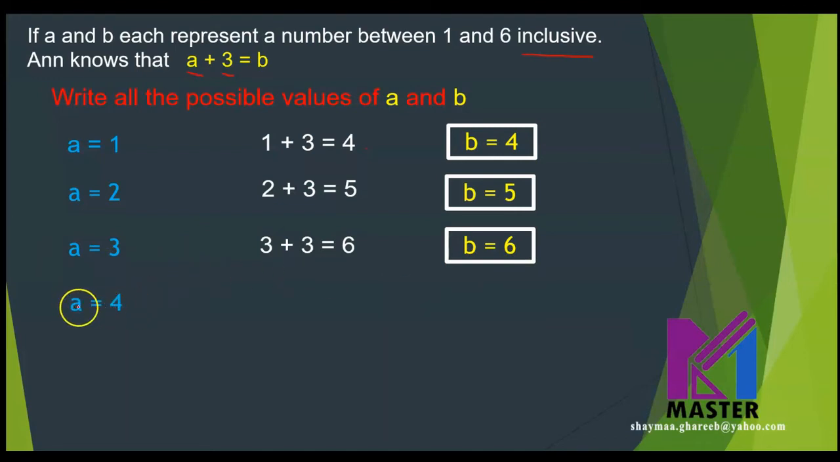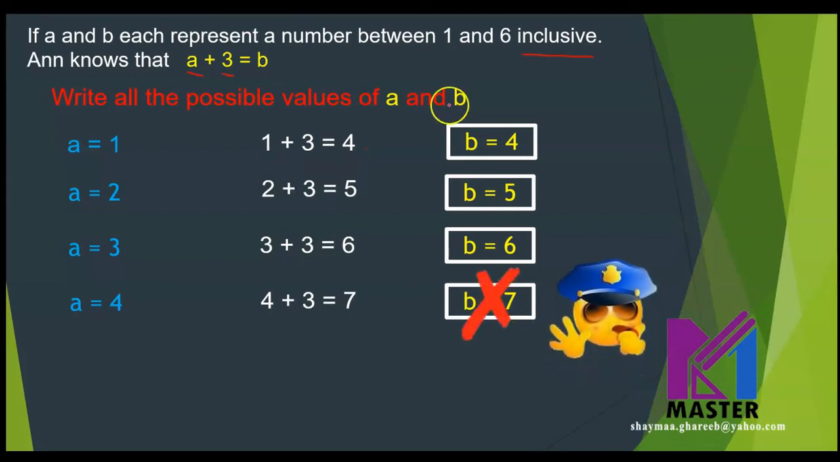Let's try when A equals 4. If A equals 4, then B, 4 plus 3, equals 7. Could B equal 7? What do you think? Is this possible? Of course not. Why? Because in the question, it says A and B each represents a number between 1 and 6. So B shouldn't be a number more than 6. The maximum for A and for B is number 6.